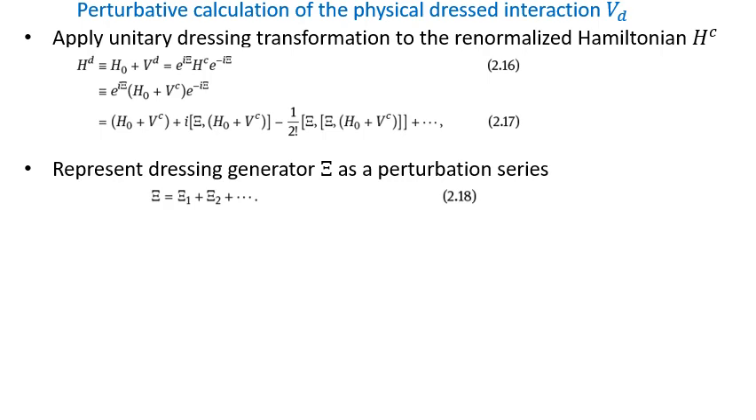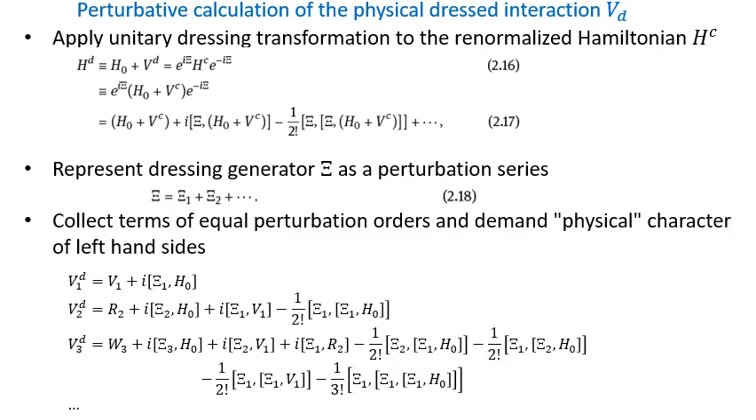And next, we represent the dressing generator Xi as a perturbation series as well. Substitute in 217 and collect terms of equal perturbation order. Now we are going to solve this system of coupled equations. The unknowns are operators Xi1, Xi2, and so on. Our goal is to select these operators in such a way that operators on the left-hand side become purely physical.